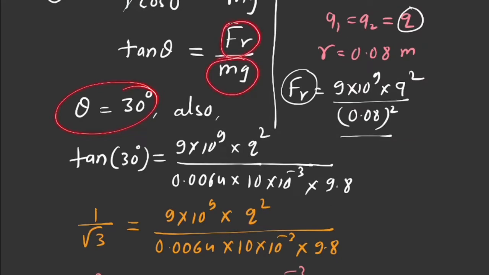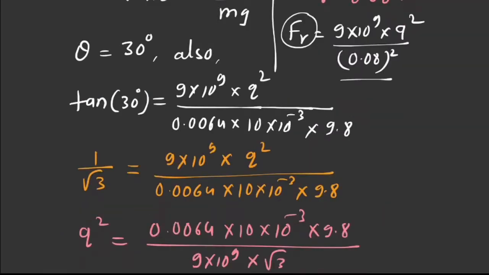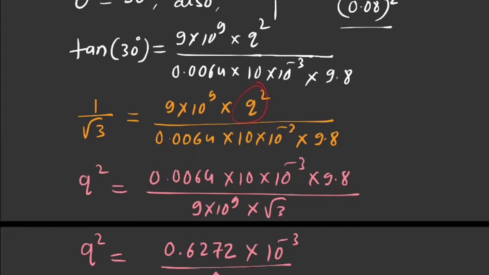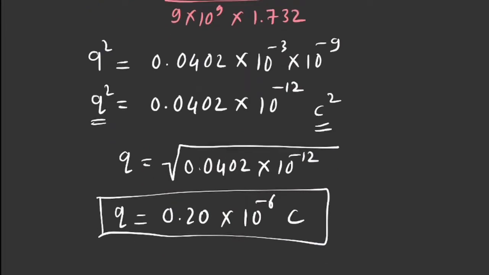Fr we got, and mg we know, m is given already. m is 10 milligram. When you put the value, we solve for q square, and when we solve for q square, what is the value of q we got? We got 0.2 microcoulomb as the charge on each pith ball. I hope you understand this numerical properly, and this is a very important numerical from NCERT, and chances are such numericals may be asked in theory exams. But it is quite easy to understand.